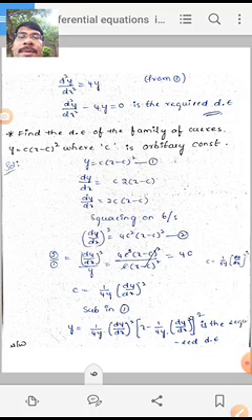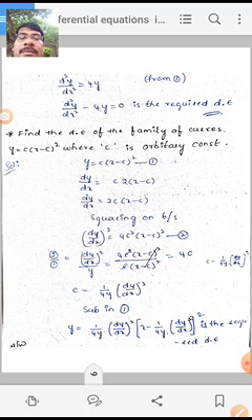In this problem, two arbitrary constants are there, so we get a second order differential equation. If three arbitrary constants are there, we get a third order differential equation. Depending upon the arbitrary constants, we get the order of the differential equation. Now find the differential equation of the family of curves y is equal to c into (x minus c) whole square, where c is the arbitrary constant.